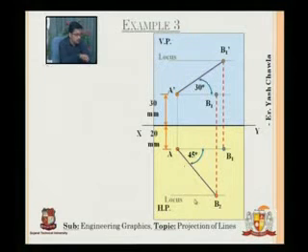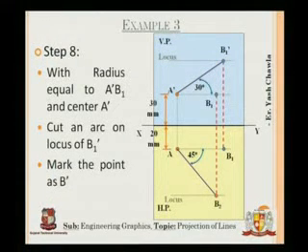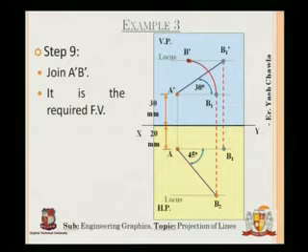So let's see, with radius equal to A dash B1 and center as A dash, I'll draw an arc which will cut this locus at this point. Okay, and I will name it B dash. Now I will join A dash B dash, and this will be my front view.